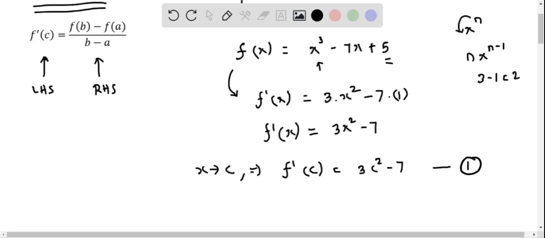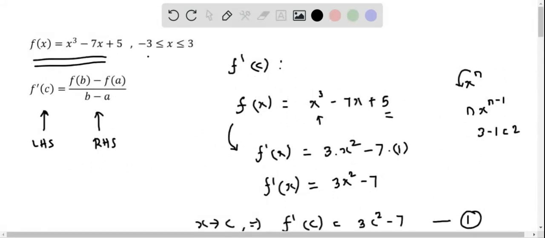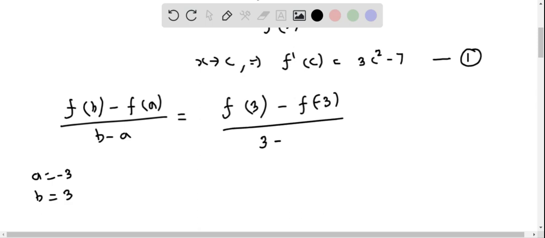Now let's evaluate the right side expression. That is, we have to evaluate f of b minus f of a, divided by b minus a. So let's identify the a and b. Remember that when you have been given the defined interval, the first number is a and the second number is b. So we can say that a equals negative 3 and b equals 3. So we have to find f of 3 minus f of negative 3, divided by 3 minus negative 3.